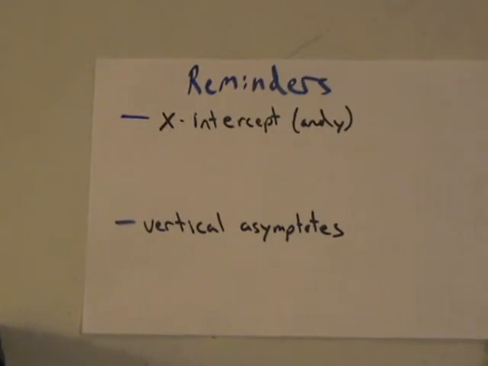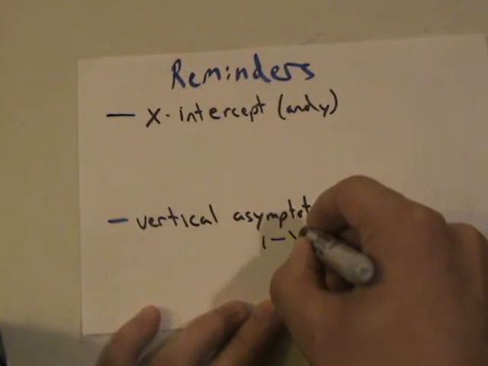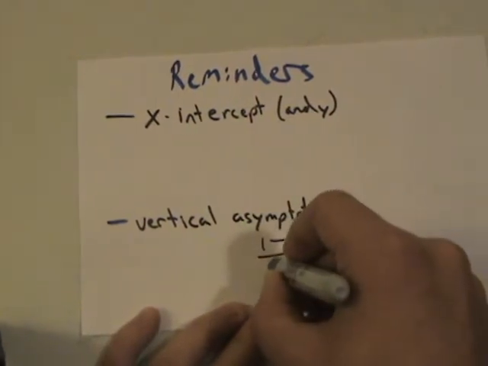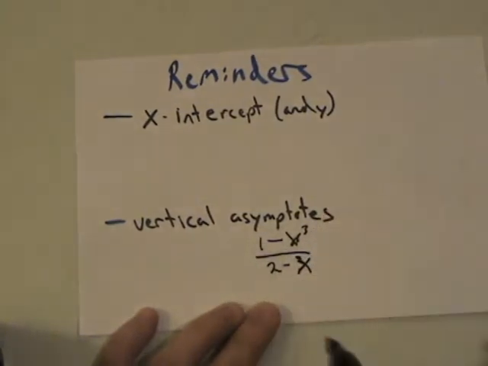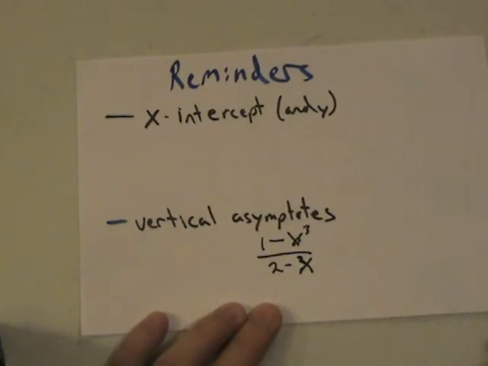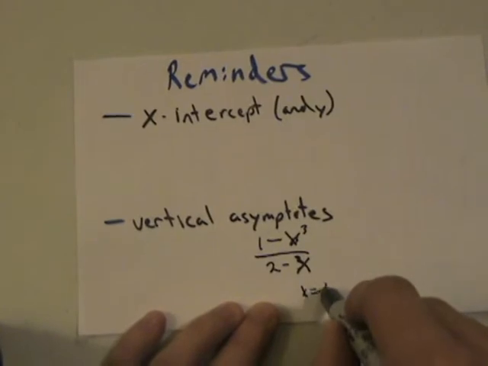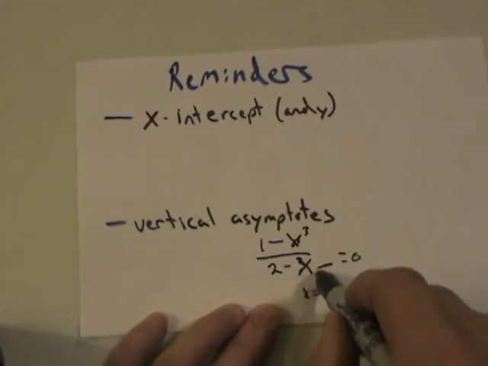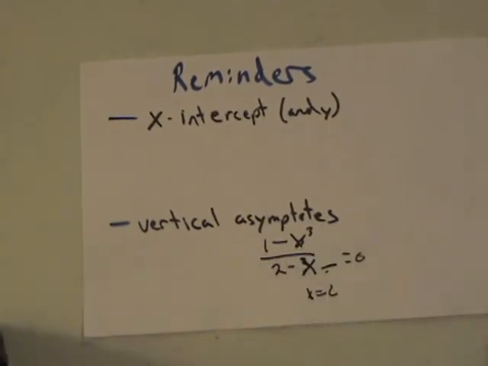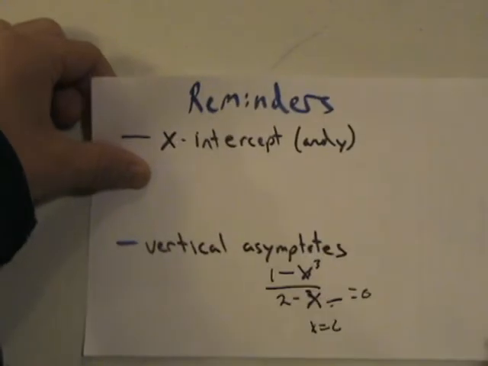So if we had x to the third over 2 minus x, then when x is equal to 2, this function would have a 0 on the bottom, and that's a vertical asymptote. So it's whenever there's a 0 on the bottom in a function. We have to be aware of that too, so that we can draw that and understand what's happening.